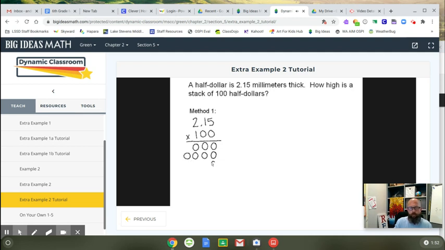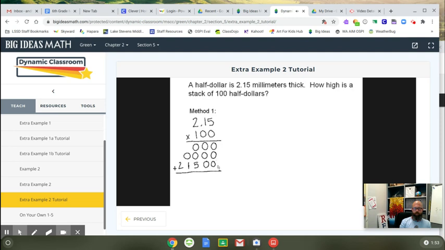Now place 2 zeros in as placeholders. Then we can multiply 1 by each digit. So 1 times 5 is 5. 1 times 1 is 1. And 1 times 2 is 2. Make sure you keep those all straight. So now we'll add.